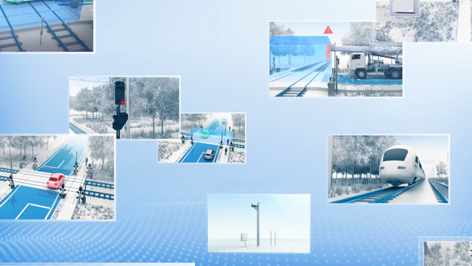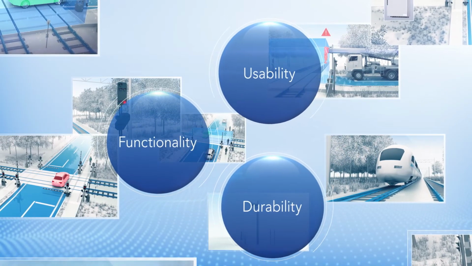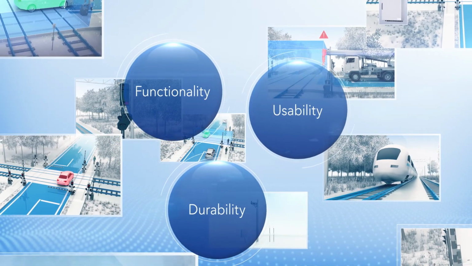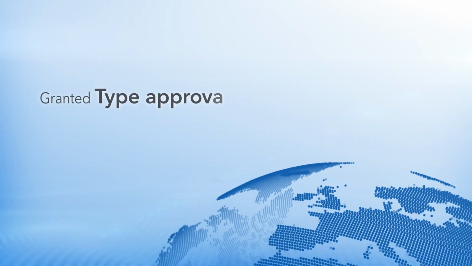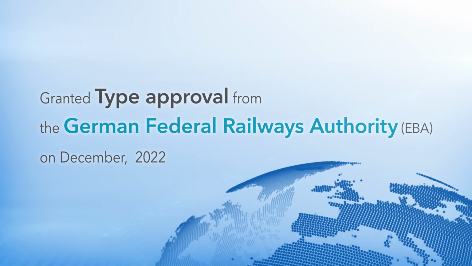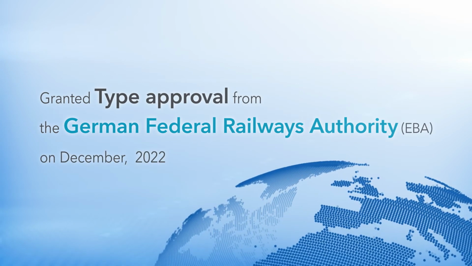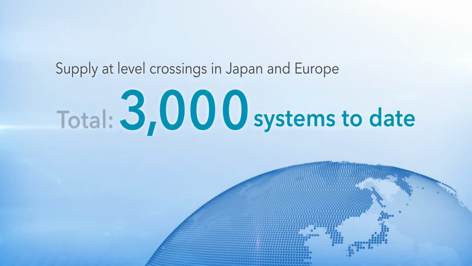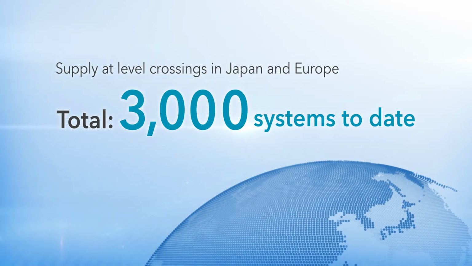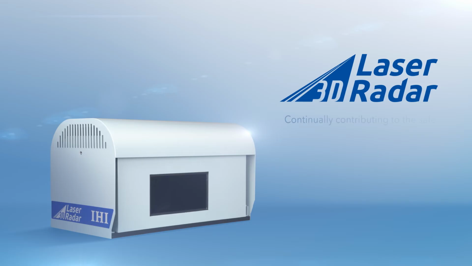The IHI 3DLR's high usability, functionality, and environmental durability are responsible for its excellent reputation among customers. IHI obtained the type approval from the German Federal Railways Authority for its 3DLR in December 2022. To date, over 3,000 3DLR systems have been supplied globally. IHI's 3DLR, continually contributing to the safe operation of level crossings worldwide.